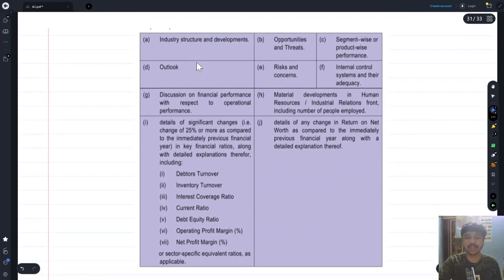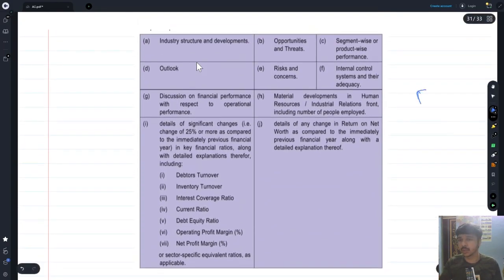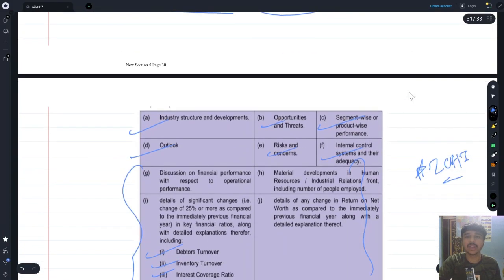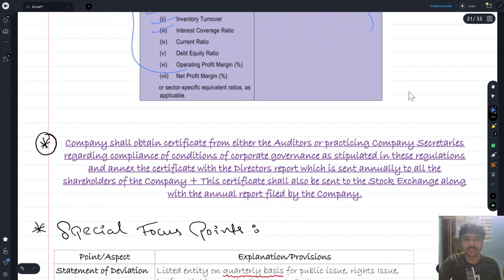I have copied this from ICAI, with due respect to its module. Industry structure and development, risks and concerns, internal control, segment-wise performance, opportunities and threats, outlook, and all this. There are certain ratios, debtors turnover, inventory turnover, interest coverage. So you need to have a look over all this. You don't have to learn this, you need to have a look over this.